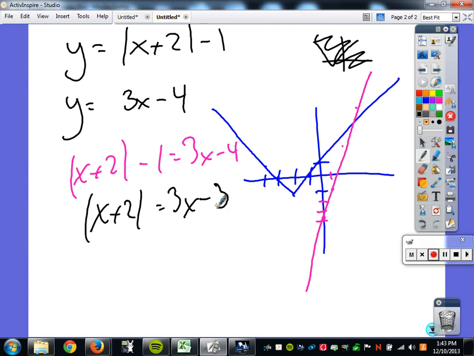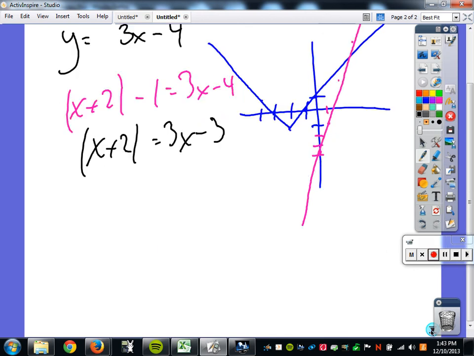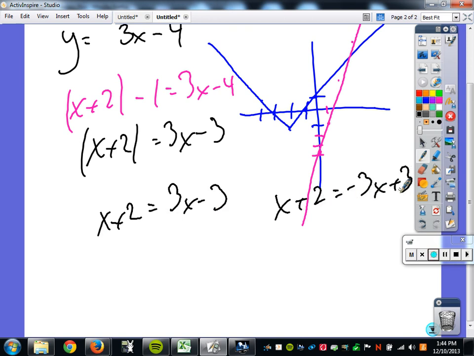Okay, so then what do I do, guys? You guys remember? Set it equal to its positive and set it equal to its negative, right? You guys remember that? Okay, I'm going to scroll down a little bit. So x plus 2 equals 3x minus 3, and x plus 2 equals negative 3x plus 3. Y'all see that?